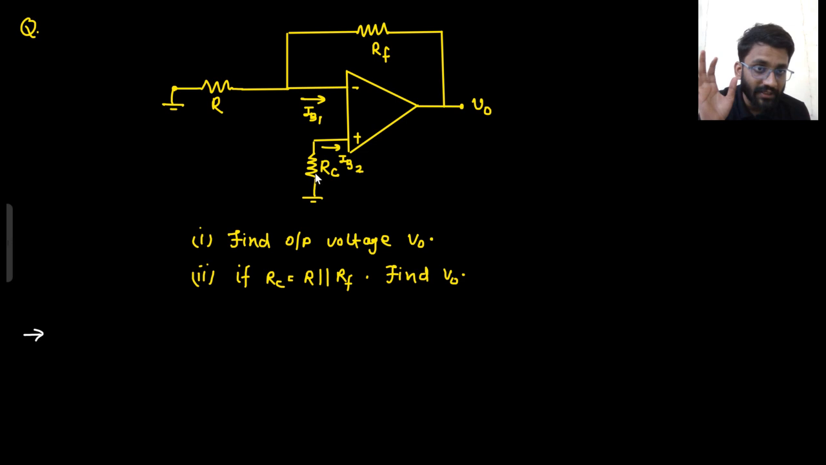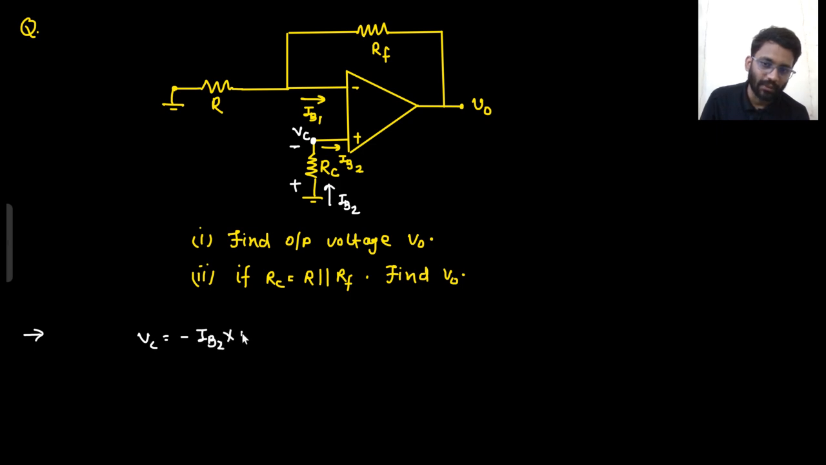Now there is a resistance connected this time. IB1 is the input bias current. IB2 is also an input bias current. So this same IB1 will be flowing through RC as well, and this same IB2 will be flowing through RC as well. So it would give a voltage drop like this, right? I'm calling this voltage drop VC. So what is your VC voltage? VC voltage is minus IB2 into RC. Do you agree with my point?